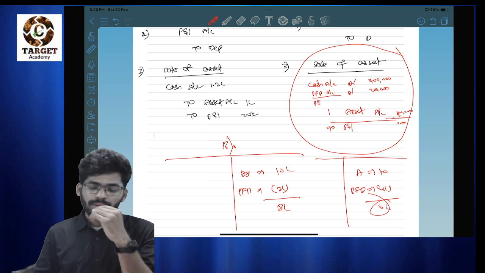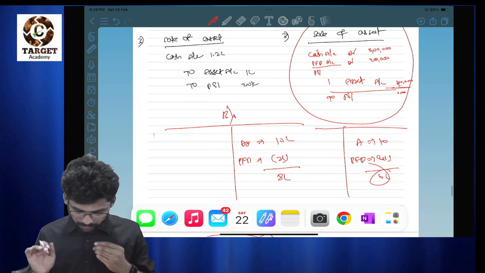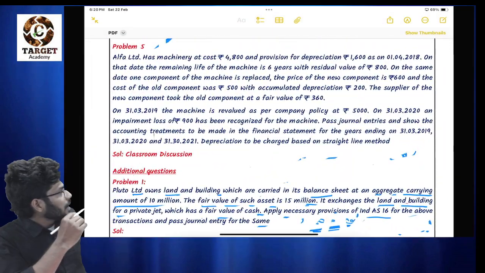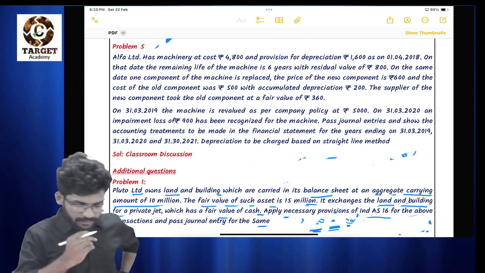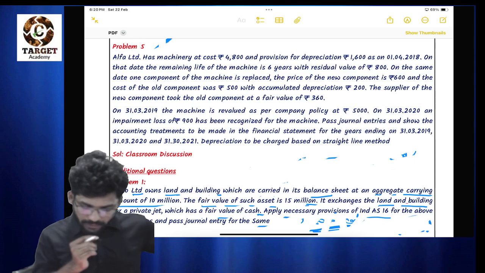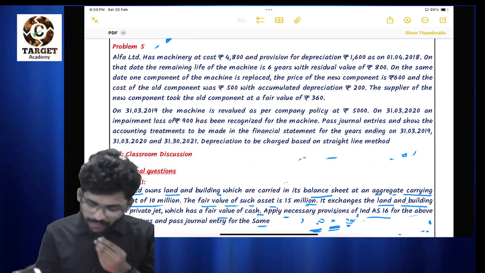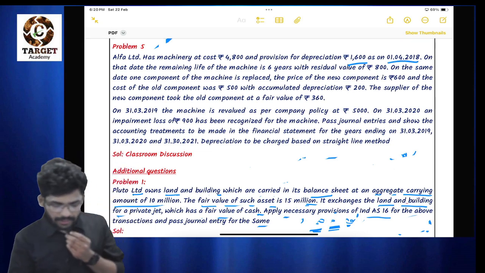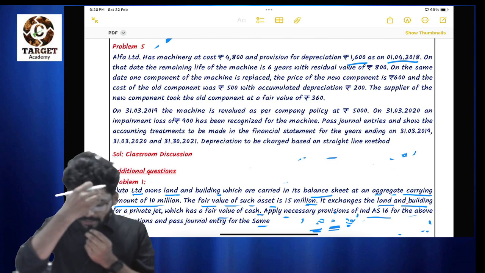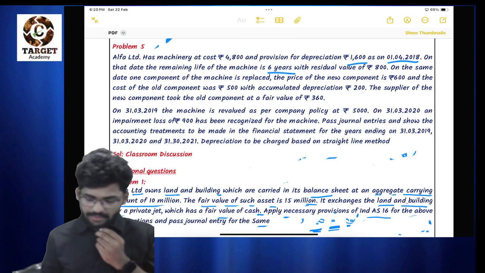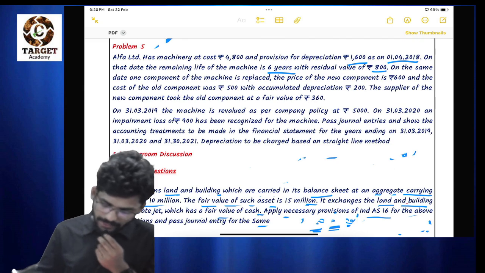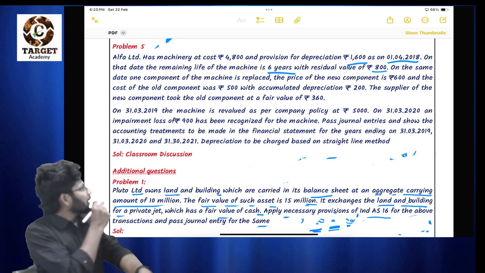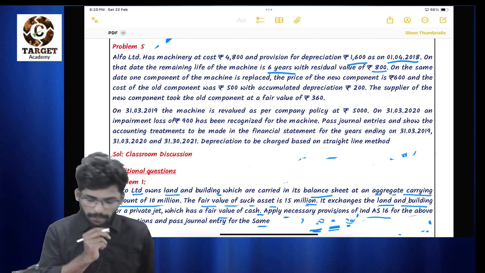Number 5. Ready? Yes. Alpha Limited has machinery at a cost of rupees 4,800, provision for depreciation 1,600 on 1/4/2018. On that date, the remaining life of the machine is 6 years with residual value 800. What is the cost of machinery here? 4,800. What is the provision for depreciation?